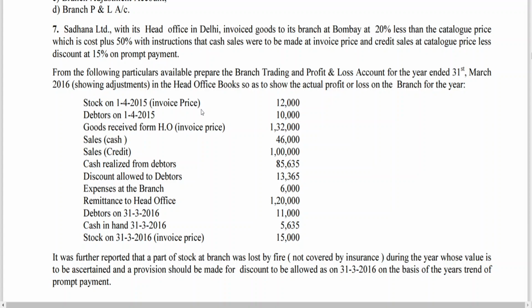Let us see, Sadhana Limited with its head office in Delhi invoices goods to its branch at Bombay at 20% less than catalog price, which is cost plus 50%, with the instructions that cash sales were to be made at invoice price and credit sales at catalog price, less discount at 15% on prompt payment.